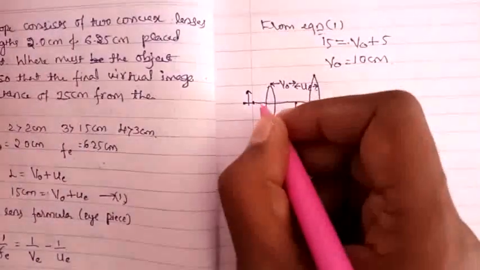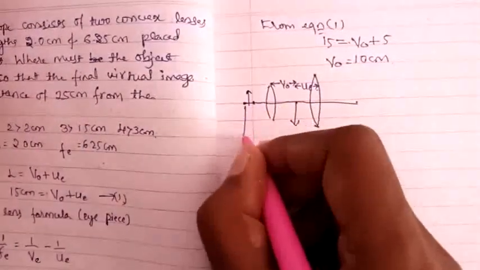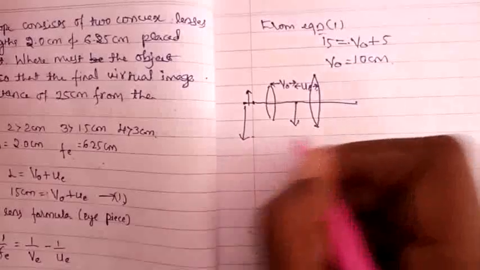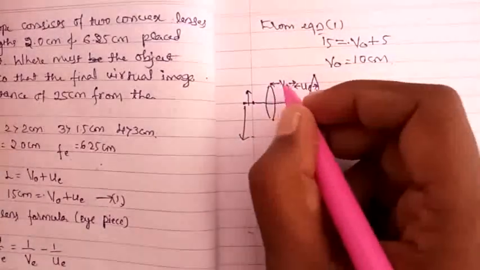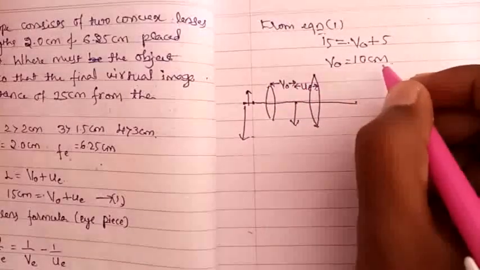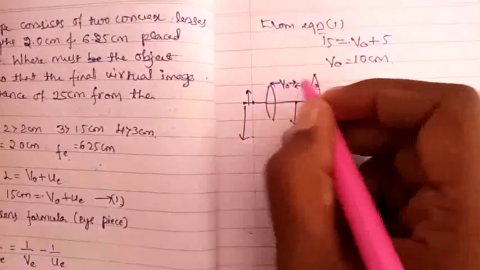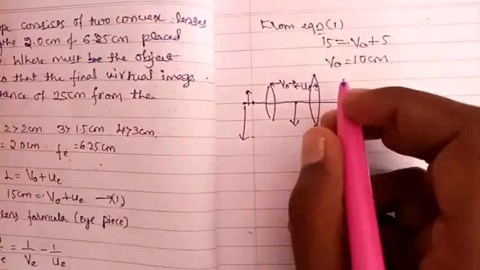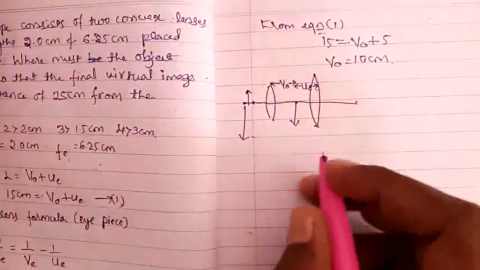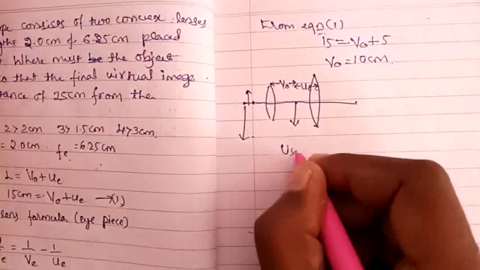Now where is the final image formed? The final image is formed at 25 centimeter. Okay, so now the distance VO, that is how much? 10 centimeter. It is always less than the separation between the two lenses. By using this, we are going to find UO again using the lens formula.